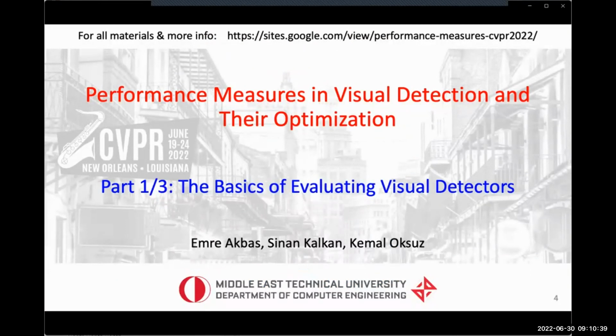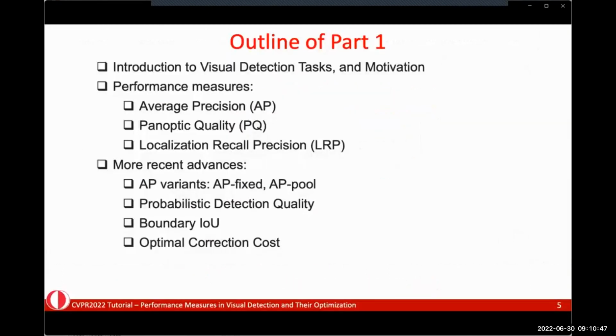Okay, after this overview, let's start the first part of the tutorial, the basics of evaluating visual detectors. Let us look at a more detailed table of contents for this part. We will start by introducing visual detection tasks and talk about how the performance is evaluated in these tasks and why it is important. Commonly used performance measures will follow. We will describe how average precision is computed and briefly talk about its limitations. An in-depth analysis of AP will be given in the second part of the tutorial.